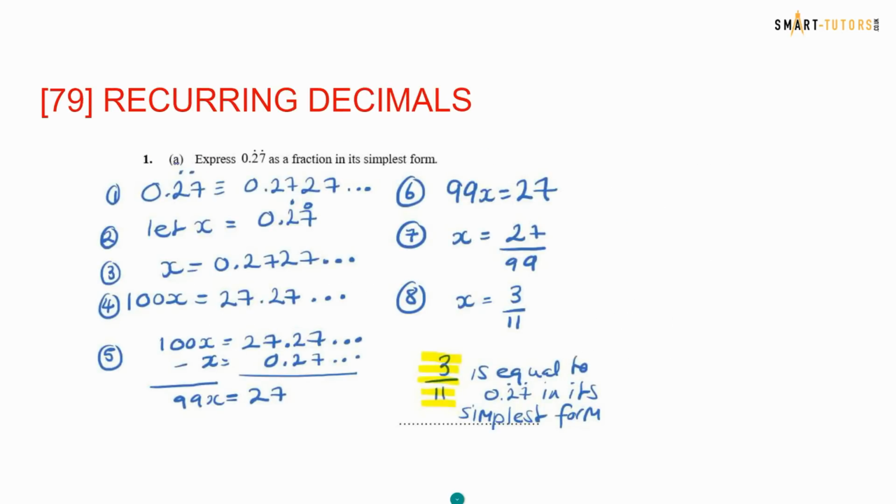And topic 79, recurring decimals, right? We didn't see this one in the Paper 1 for the GCSE 2019 paper, but we are looking forward to seeing this one in Paper 2 or Paper 3. For the given, express 0.2 recurring, 7 recurring as a fraction in its simplest form.